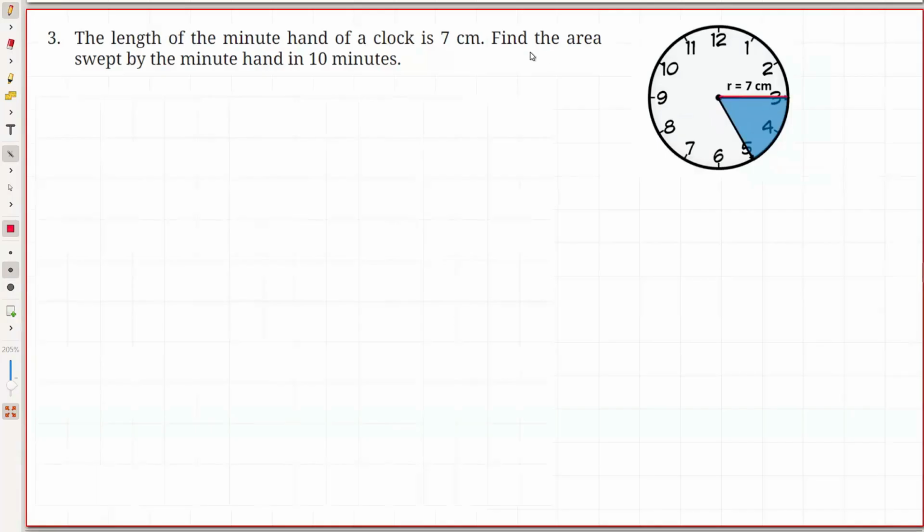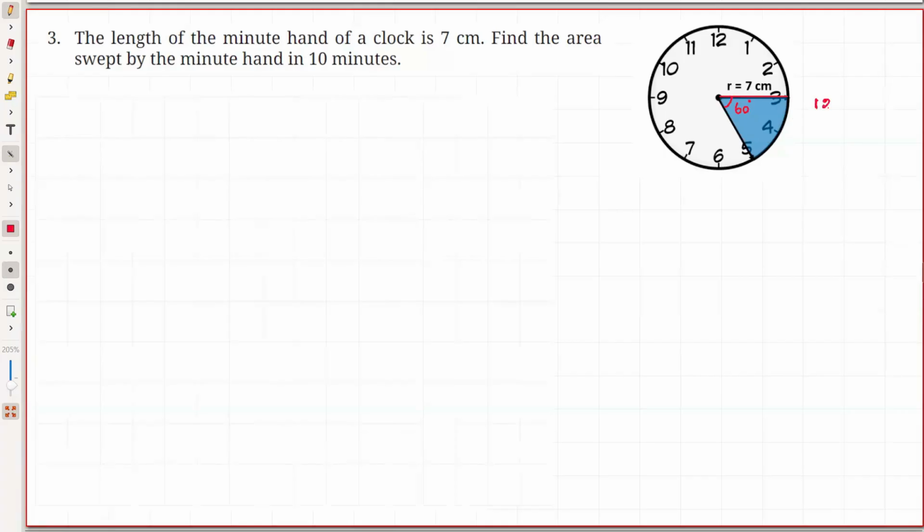They are asking the area swept by the minute hand in 10 minutes, so from here to here. One thing you have to make a note of in a clock: every 5 minutes it forms 30 degree. So for 10 minutes, 30 plus 30, we will have 60 degree.